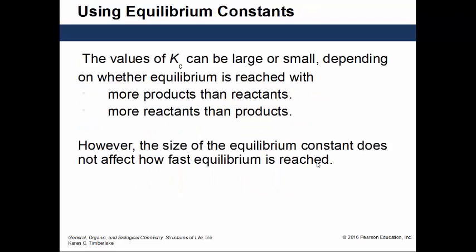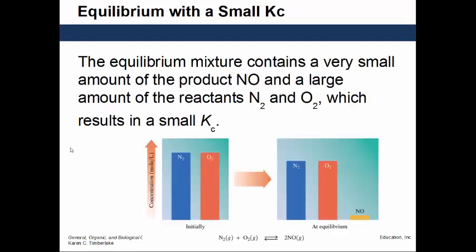So the values of Kc can be either really big or really small. It just depends on if equilibrium is reached with more products than reactants or more reactants than products. The size of that equilibrium constant doesn't change how fast the equilibrium was reached. It's just a comparison of the concentrations of reactants versus products. All right, that experiment we just looked at had a value of Kc that was high. Now we'll talk about one where the value of Kc is low. And this reaction here, nitrogen gas plus oxygen gas, gives you 2 moles of nitrogen monoxide.